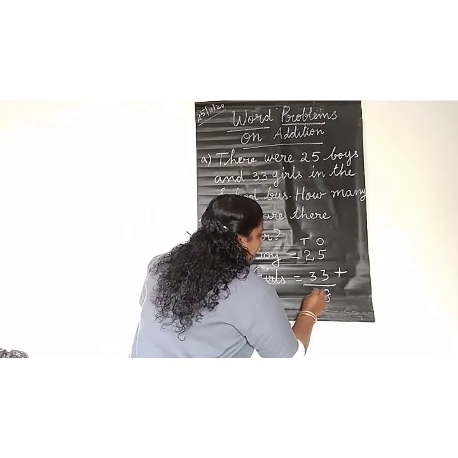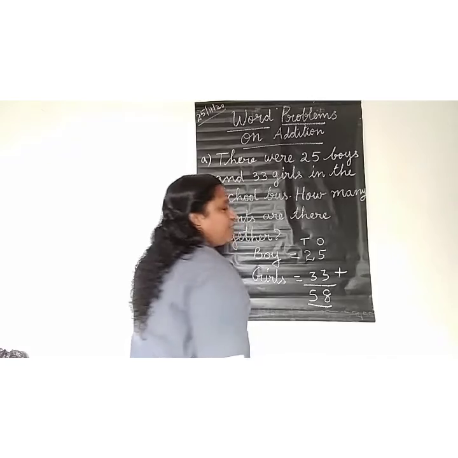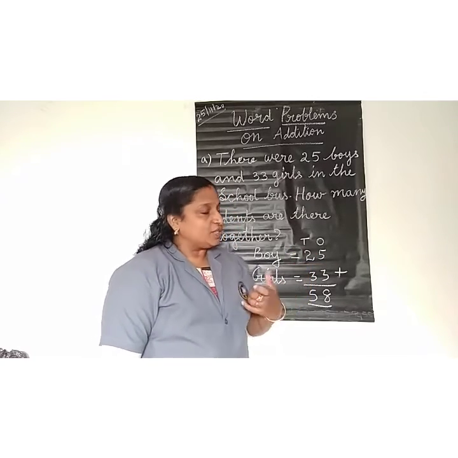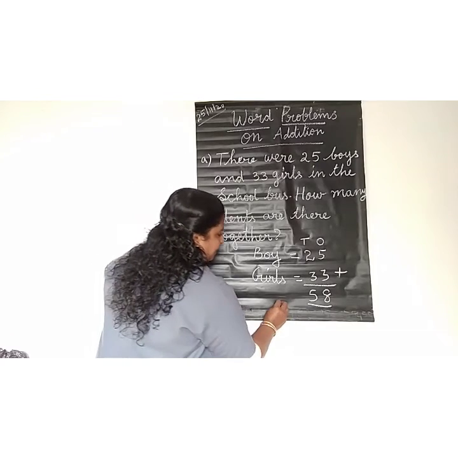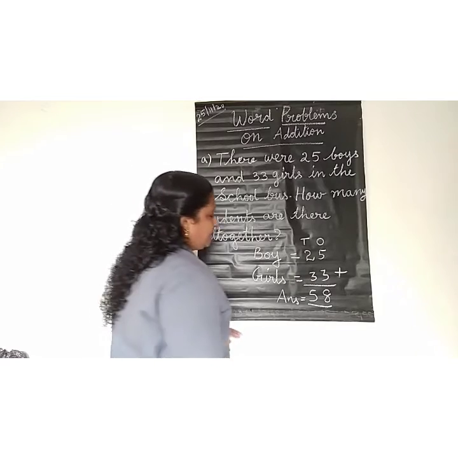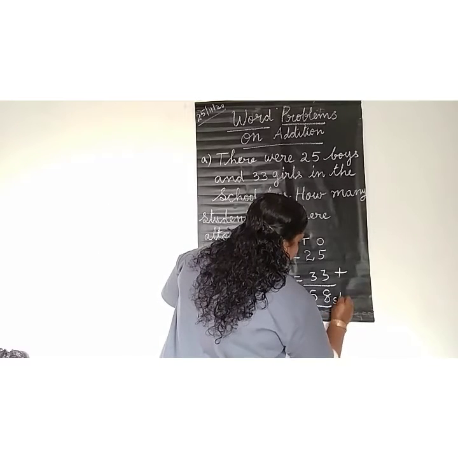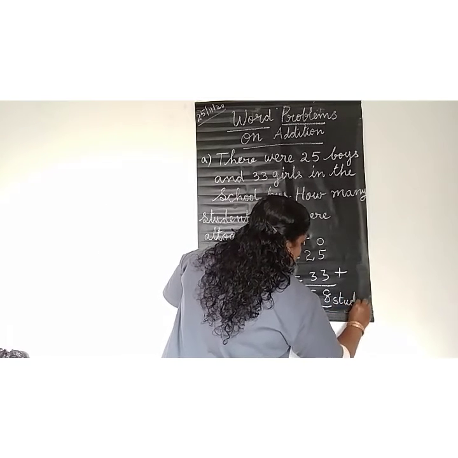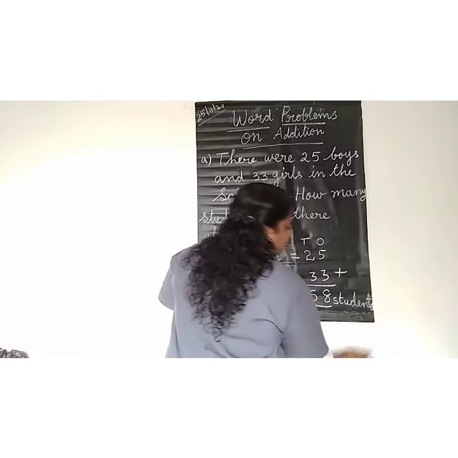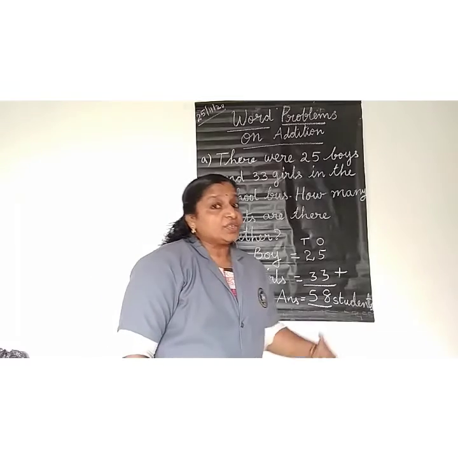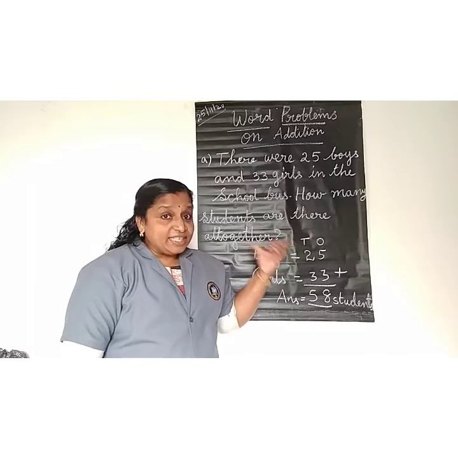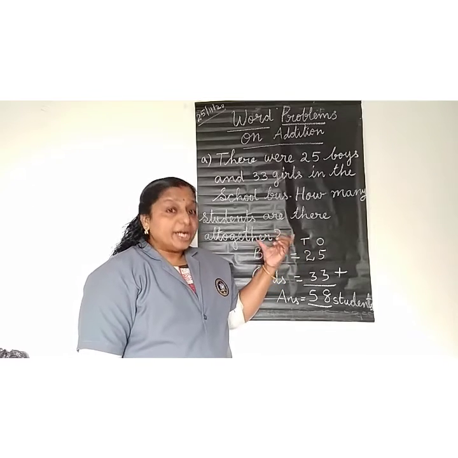So totally, how many students are there? Yes, 58 students are there in the bus. Clear? So the total number of students, the answer, is 58. How many students are there? Totally 58 students. This is the way we must do the addition step sums or word problem.